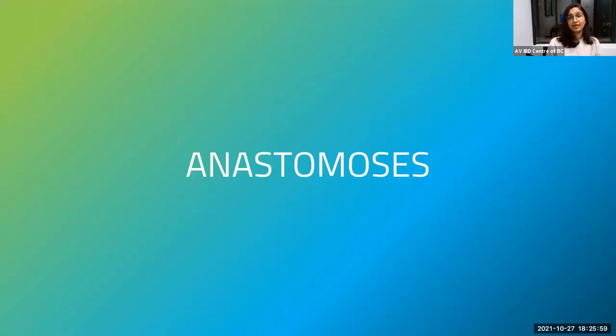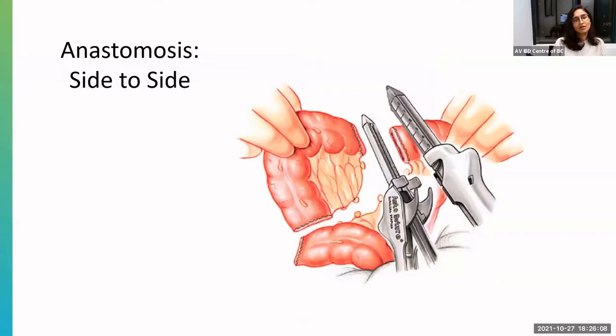Next, we'll speak about anastomoses and how to reconnect all these different types of bowels, all the different types of surgeries we have talked about earlier. This is the most common type of anastomosis that we do. A lot of the anastomoses that we perform are with staplers, and this we'll talk about as a side-to-side anastomosis.